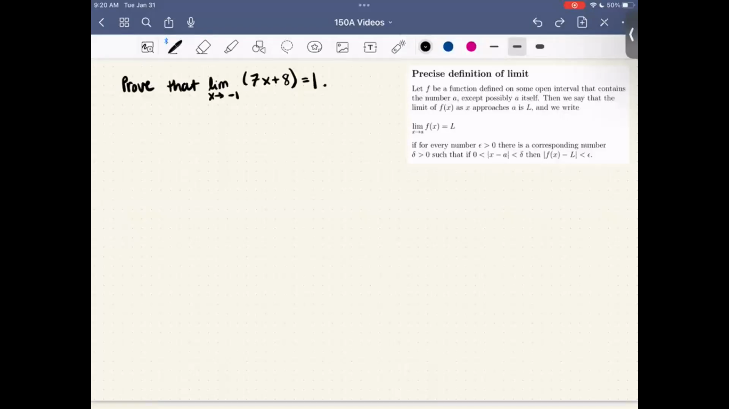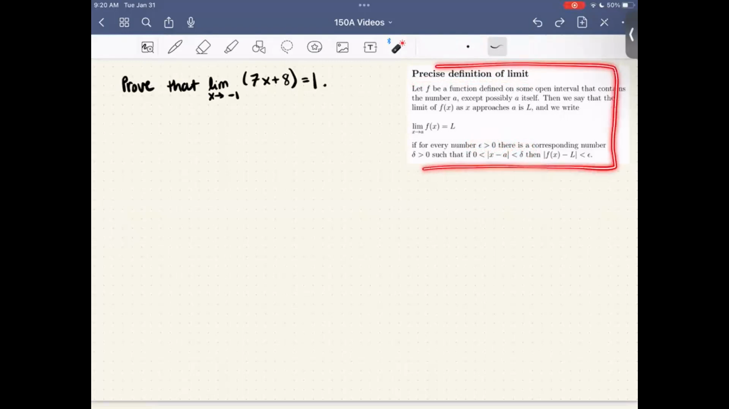Today we're going to go over an example of proving that a function has a limit at a certain x value, or as x approaches a certain value, using the precise definition of the limit. That means we're going to need to use epsilon and delta in our arguments. I have the precise definition of limit over here to help us think about how we're applying this definition. And we're going to prove that the limit as x approaches -1 of 7x plus 8 equals 1.